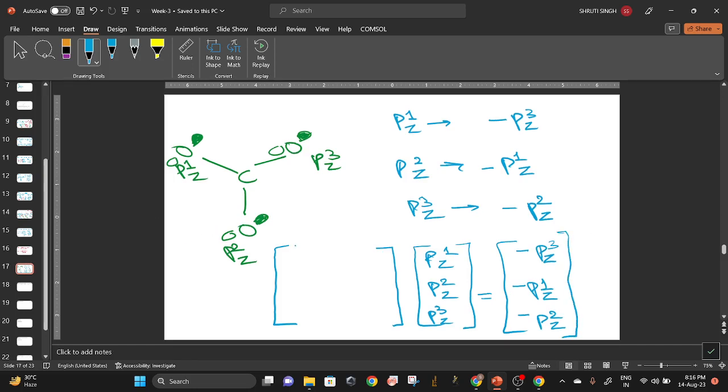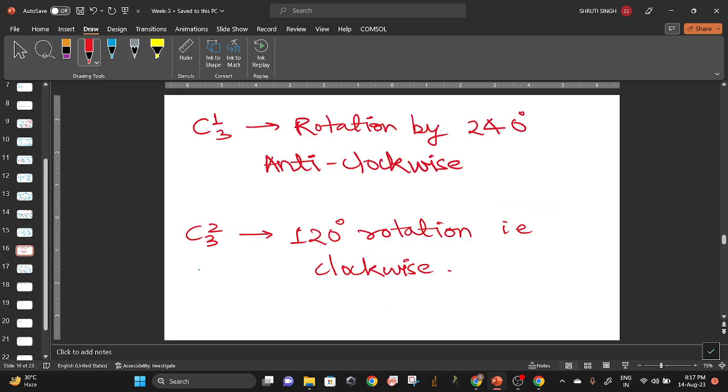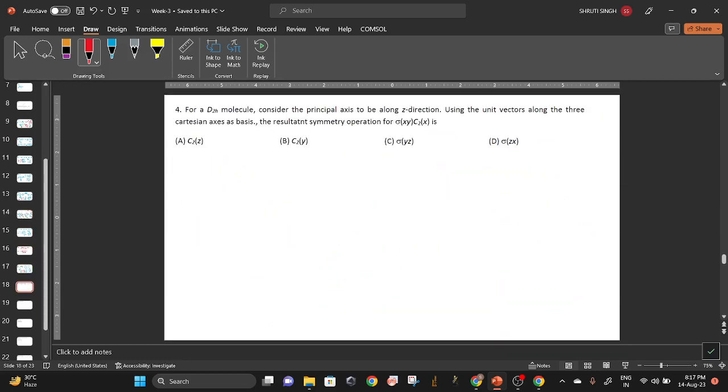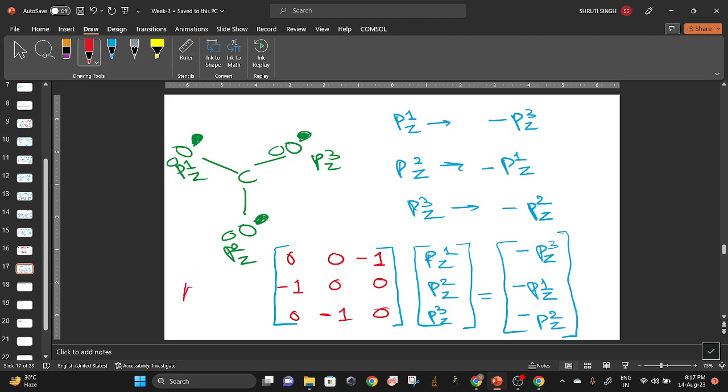So the matrices will be 0 0 minus 1, minus 1 0 0, 0 minus 1 0. Which answer is this? C. C is the correct one given, right? C. Okay, clear both of you?